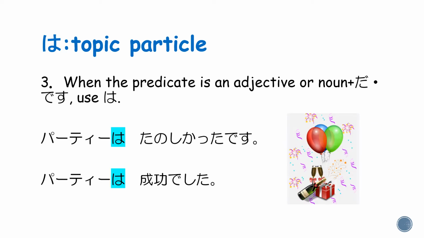The third rule, when the predicate is an adjective or noun, plus da or desu, we use wa. For example, パーティーは楽しかったです. The party was fun. Party is the subject, and 楽しかった is the predicate, which is an adjective. So we mark the party with wa. In the second sentence, パーティーは成功でした. The party was a success. Party again is the subject, and 成功 is the predicate, and it's a noun, so we mark party with wa.